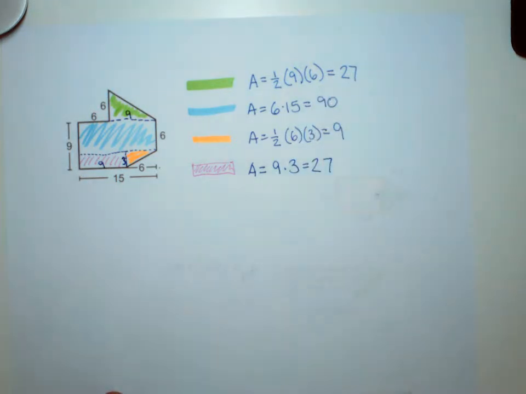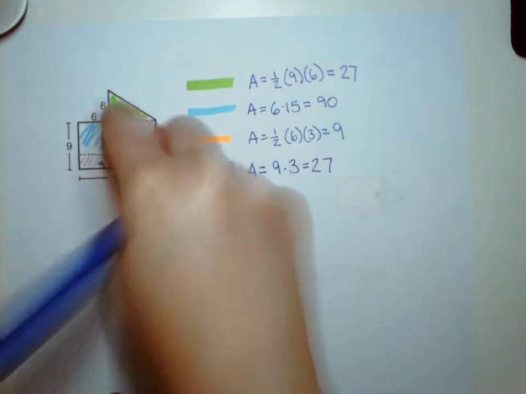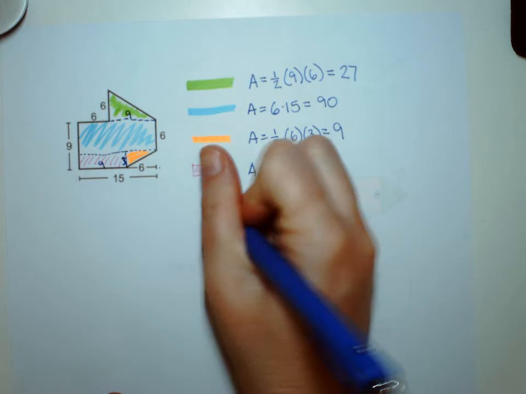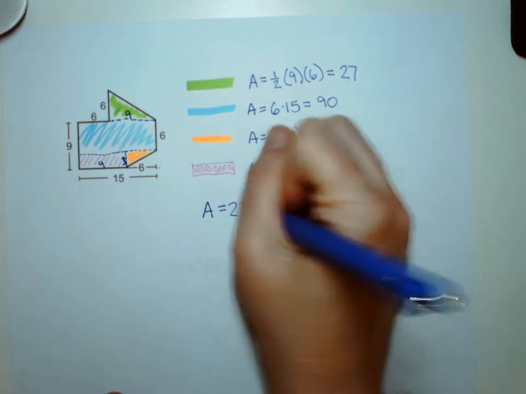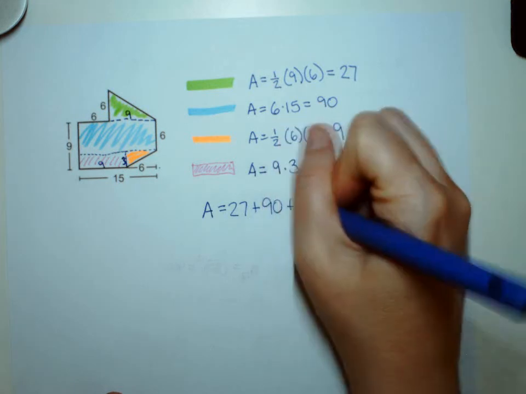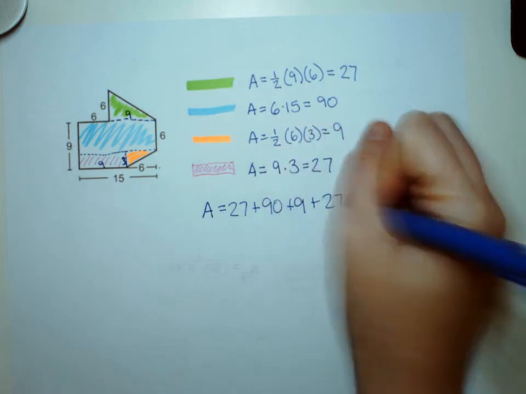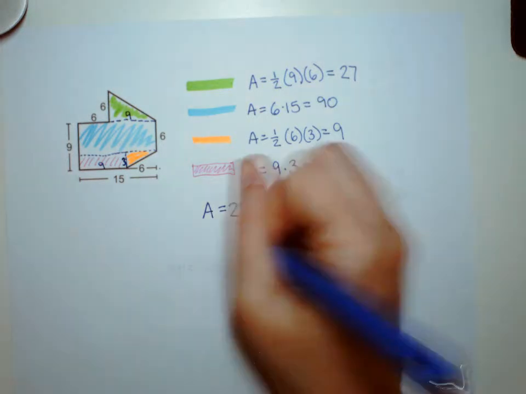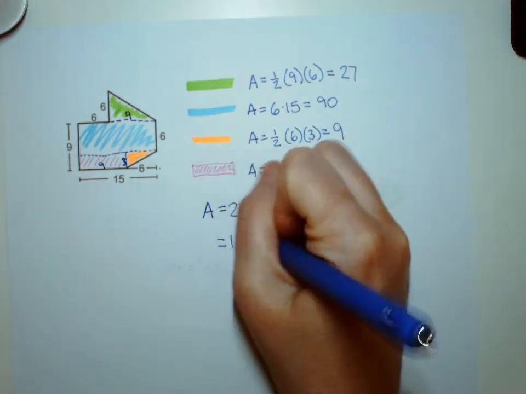These are all pieces that I'm adding together. They're all part of the figure. None of them is a cutout. So in order to get the total area, I'm just going to add those things together. So 27 plus 90 plus 9 plus another 27. You can use your calculator. It's not banned. So add them up. And the total area is going to be 153.